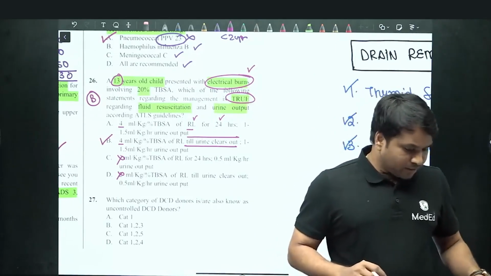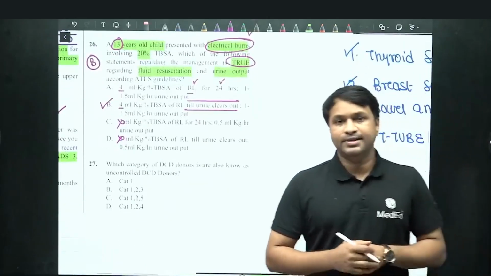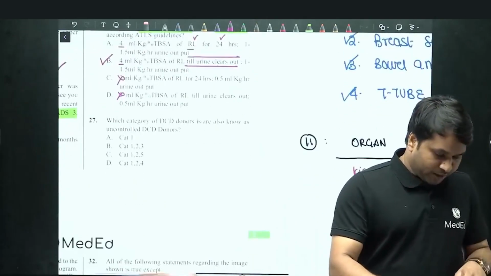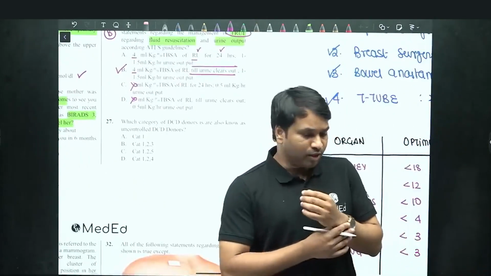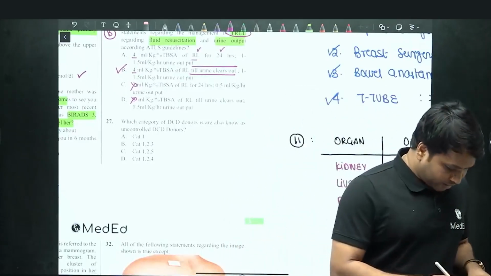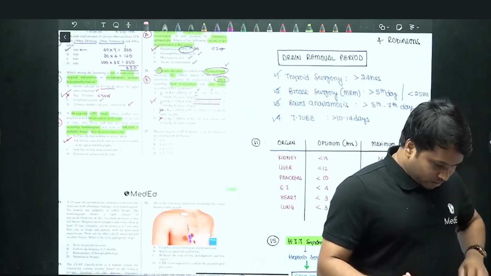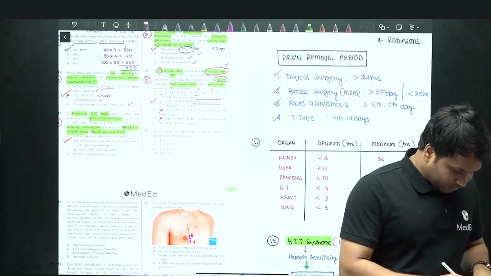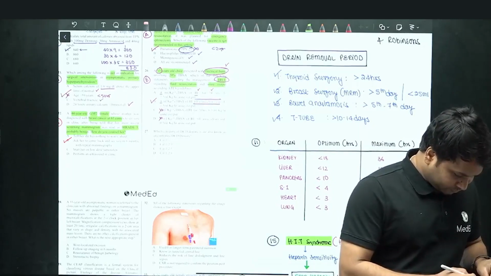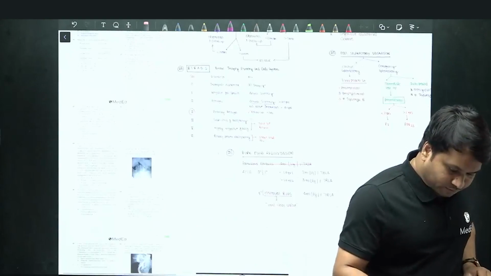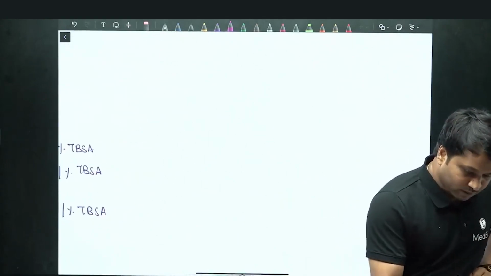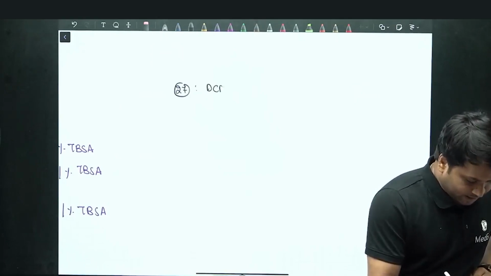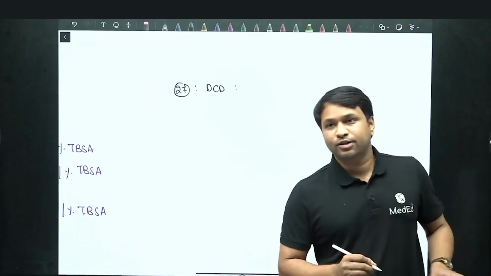Now, question number 27. We have the DCD donors, the donor after cadaveric death or circulatory death. DCD is your donor after circulatory death. So, talk about the DCD donor criteria, question number 27.